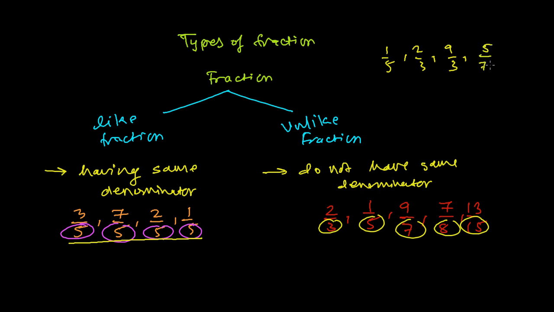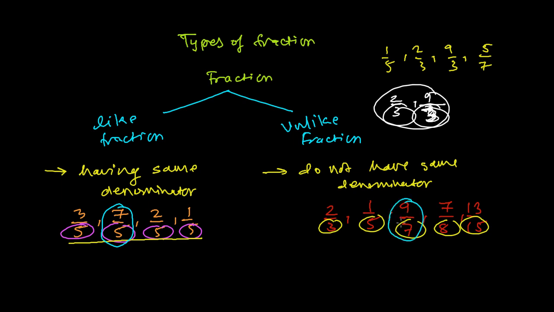5 by 7. So in this case, just tell me which are the like fractions. Yes, this 2 by 3 and 9 by 3, these are like fractions, because both have the same denominator. Here you might be asking why the 7 is bigger and 5 is smaller, why the numerator is bigger than the denominator. I will tell you this in another video where we'll be learning about proper and improper fractions. There it will be clear.